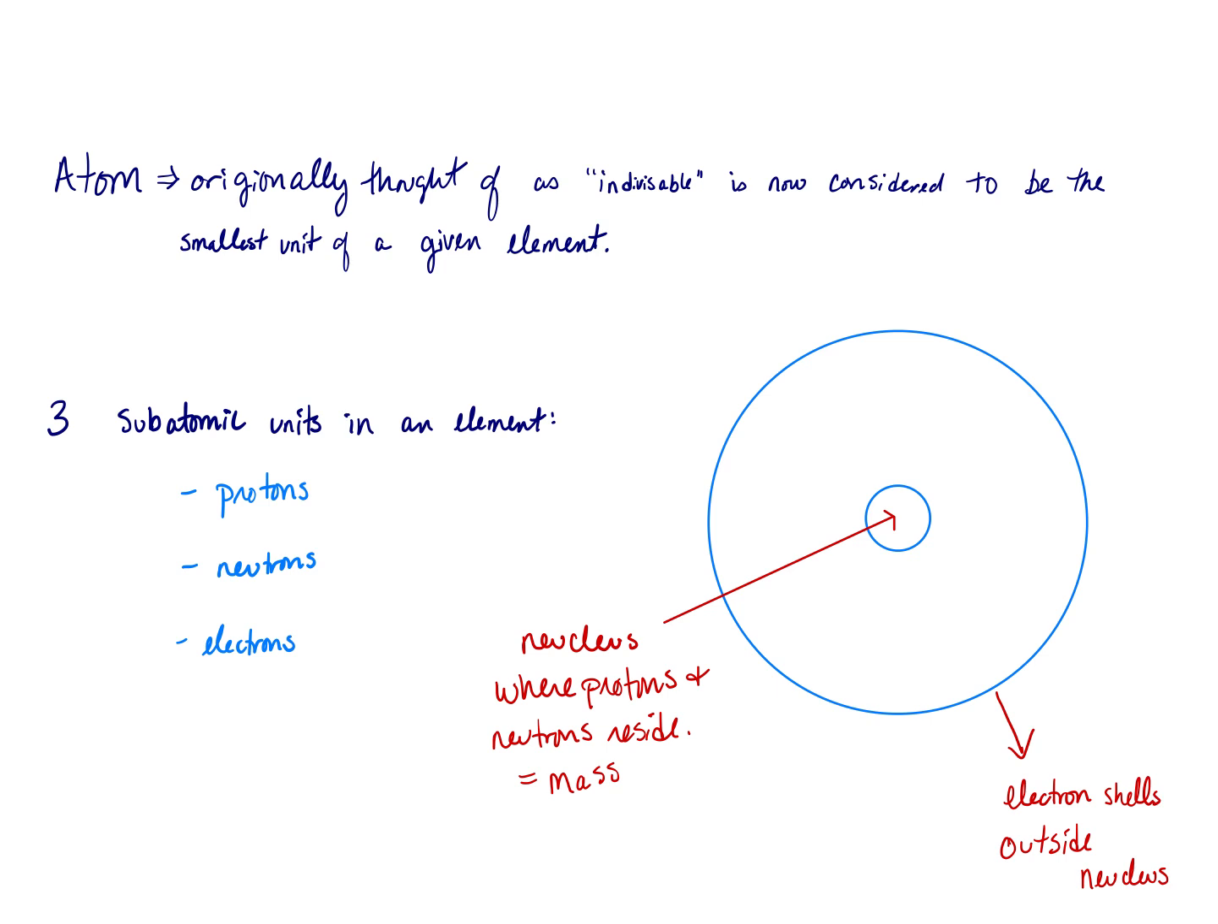Some of you may be very familiar with this. Others may not have heard this before. So I just want to make sure that we're all on the same page if you are not familiar with very much chemistry. So there are 3 subatomic units in an element. We have protons, neutrons, and electrons. And you may have seen a very simplified version of what an atom looks like. And so I've sort of drawn that type of thing over here.